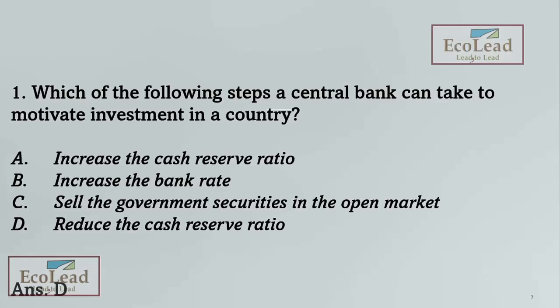Let us check whether option D is correct. Option D is telling the reducing the cash reserve ratio. That means commercial banks need to keep a lesser amount of money with the RBI. So they will have more money with them that they can use for giving loans to the public. If people are taking loans from the bank, they can invest that money in different projects, so it will increase the investment motivation of the country. So option D is the right option. Let us move to the next question.